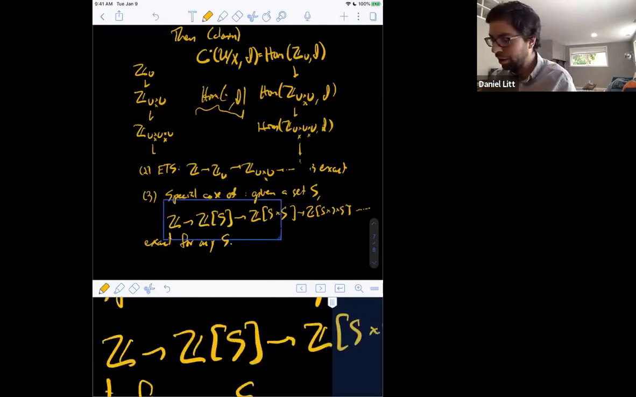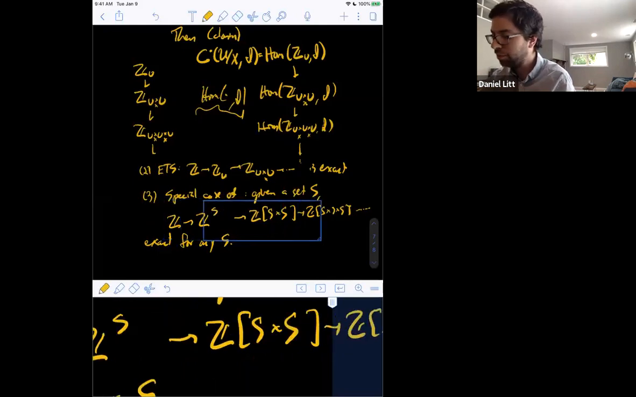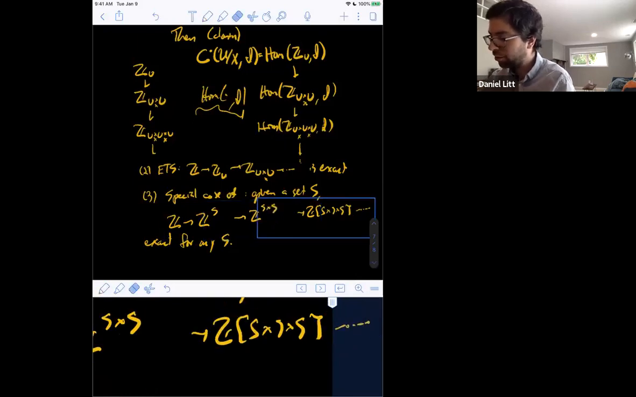Sorry, and here maybe I should write this differently. It's not quite the free abelian group. It's maps from this into Z. Maybe that's the better way to write this. Otherwise, there are issues if S is not finite.